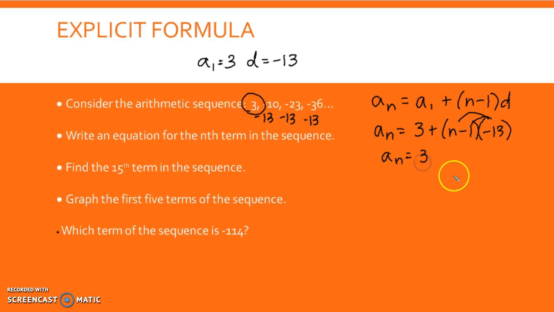So I've got 3. Negative 13 times n is negative 13n. Negative 13 times negative 1 is positive 13. I can combine 3 and 13. So a sub n equals negative 13n plus 3. This is a linear equation. So if I skip to this fourth bullet, it wants to graph the first 5 terms. I can graph this like a line, and I just want to go 5 dots.